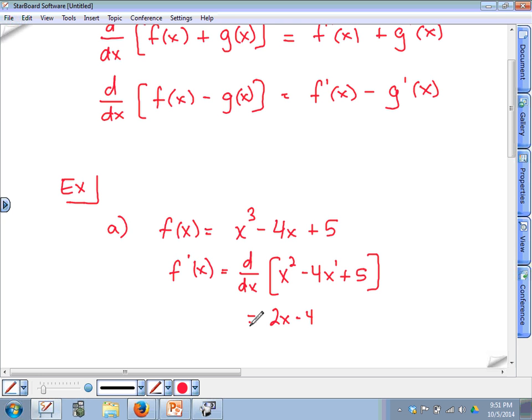So the derivative of that polynomial, oh, I just changed the exponent here, didn't I? That should be an x to the third. Oh man, alright. Let's back the truck up here. So the derivative, if it's x to the third, like it should have been, is 3x squared. There we go. And then the derivative of this middle term is negative 4. And again, the derivative of that constant is just 0. Okay.